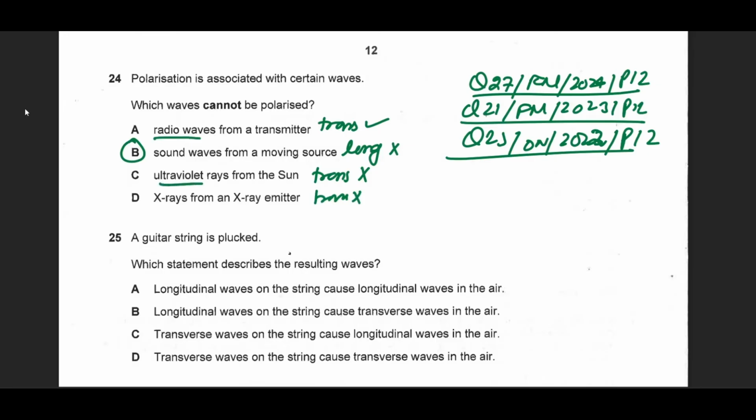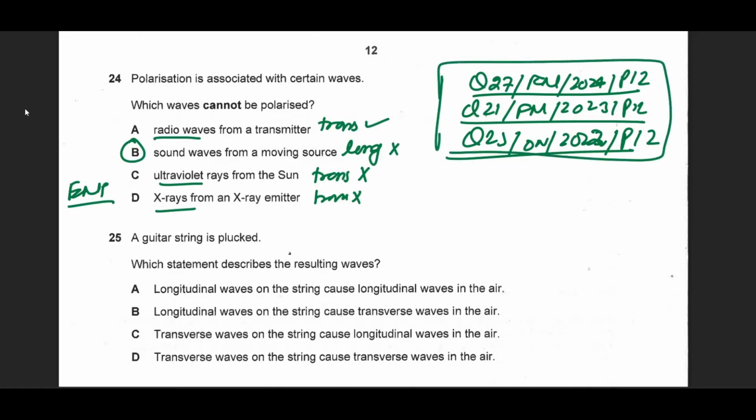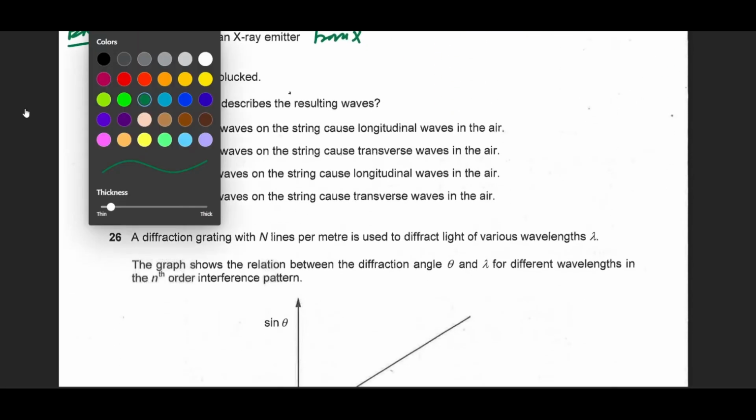All these radio, ultra, and ultraviolet are actually from the EM spectrum, electromagnetic spectrum. They are all transverse waves. So one way or the other, he actually tries to nudge you in the same direction. Whenever you see polarization, it cannot take place for sound waves. Simple as that. Okay. All right.